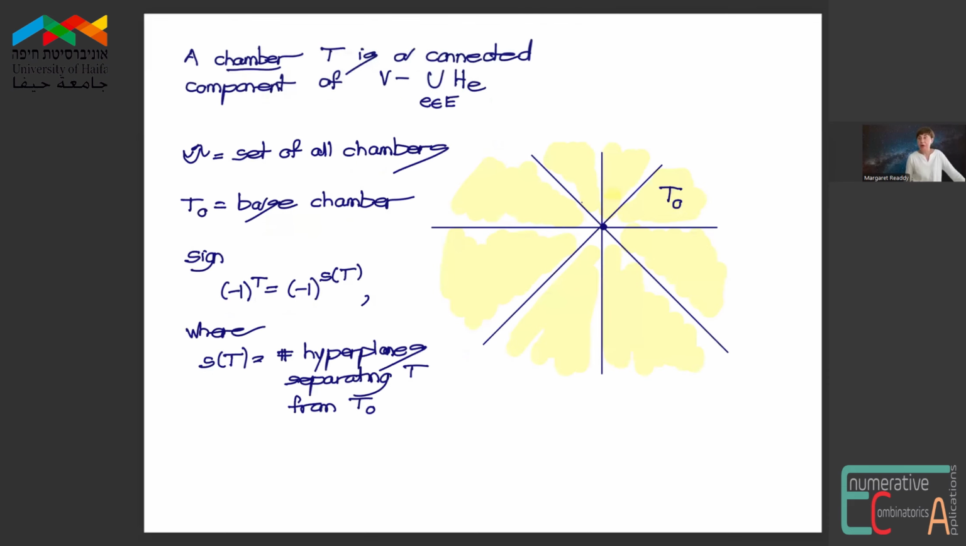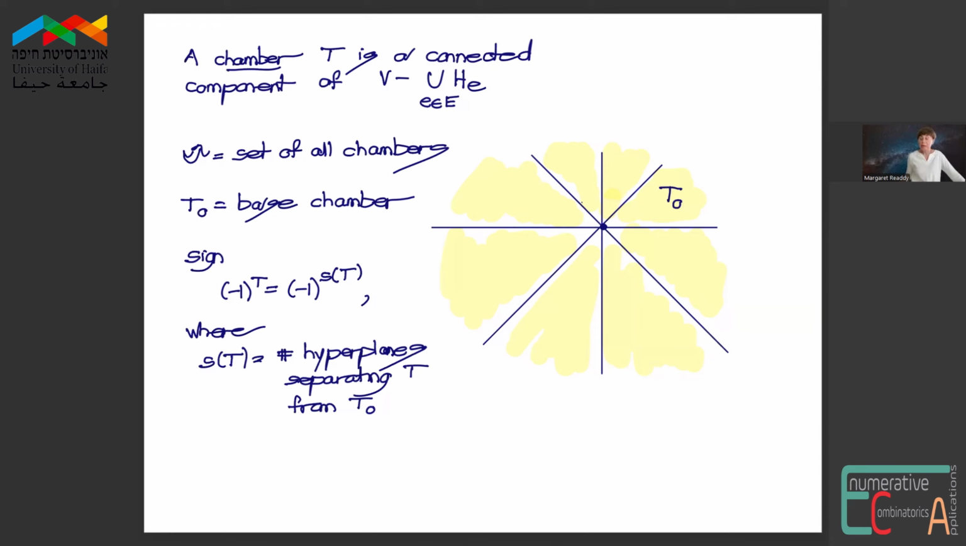We should also recall what a chamber is. You have your arrangement, and you look at the complement of the arrangement, and a chamber is a connected component of the complement. We're going to let script T denote the set of chambers, and we're going to select a base chamber. Here I have T sub 0 indicating that.